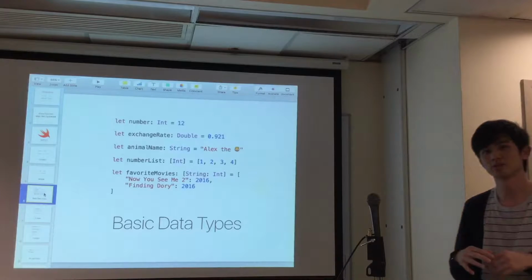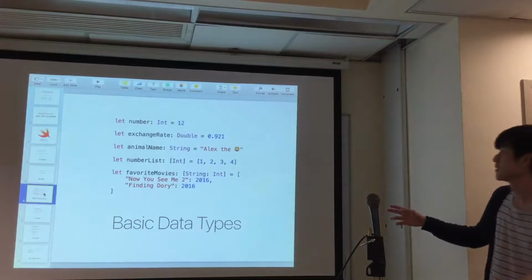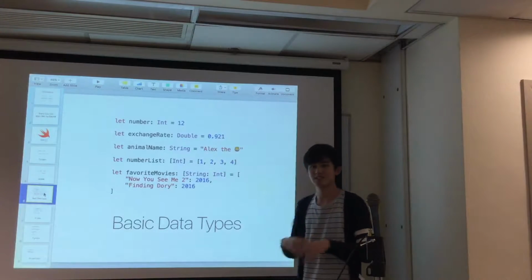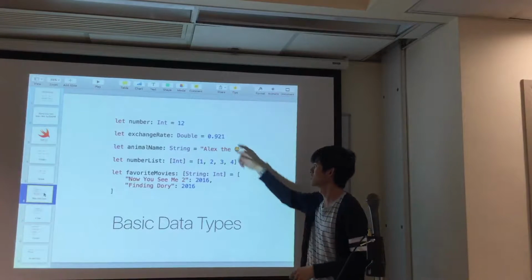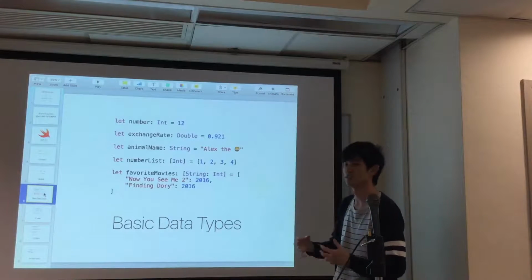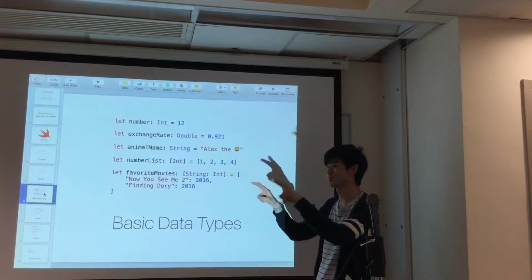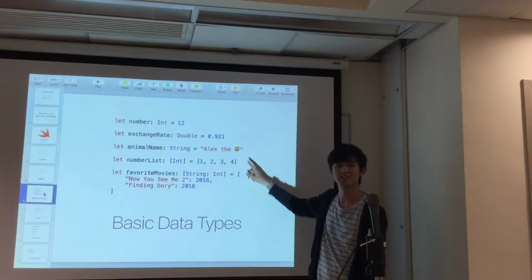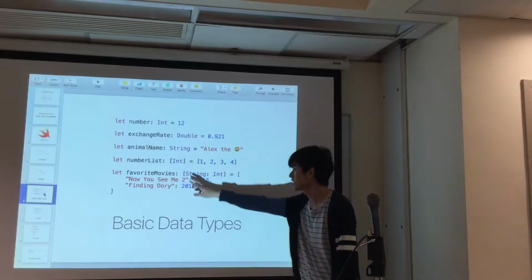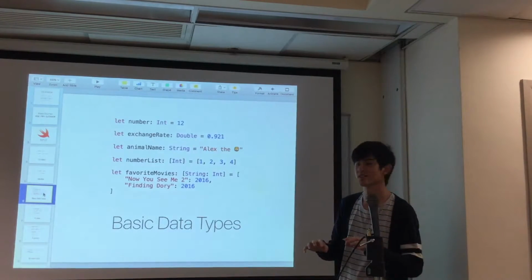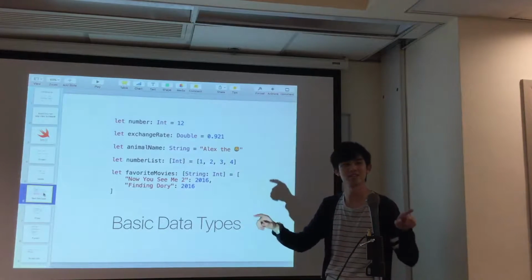There are many data types in Swift, but actually there are only a few that you use most often, and these are all of them. The first one is integer. An integer is a number without a decimal point. For decimal point numbers, you can use double, or you can use float for something like 0.921. A string is all the strings, anything you can put into a quote. You can even use emoji in a string. Then array, we have something like this. Let's say this number list is an array of integers. You just declare all the integers and put them inside the square brackets.